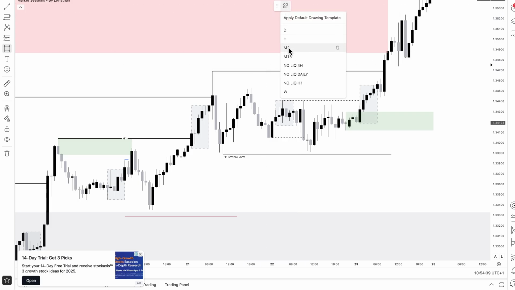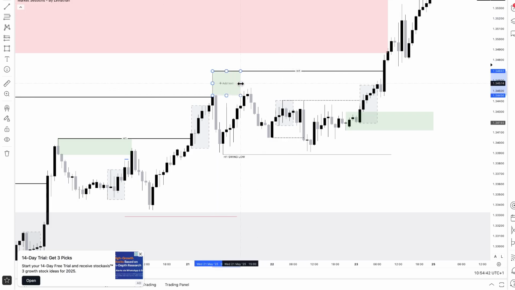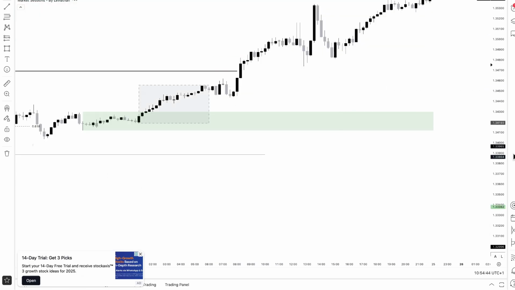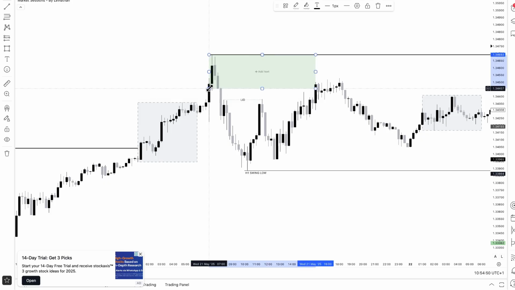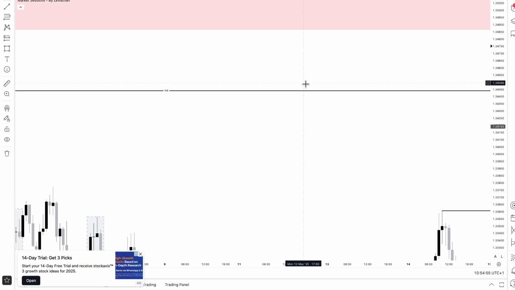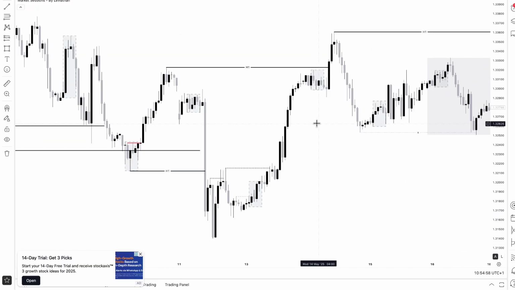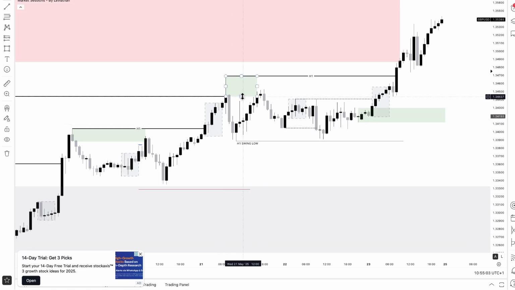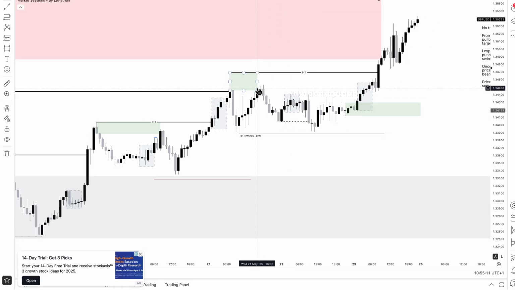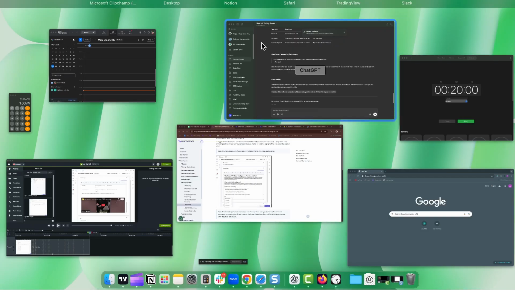So this is actually the trade that I was talking about. So price mitigated the supply, and yeah, now I remember why I didn't take the trade. Actually I did not mark this as my supply. I marked this as my supply. So price did not mitigate this supply within the session, so I didn't take the trade. Right. Now I got it.